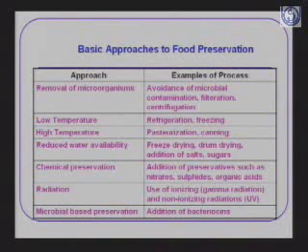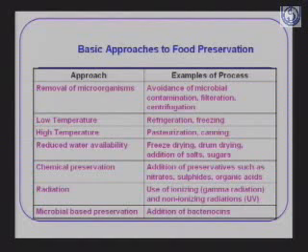Also you can have the approach of reduced water availability, that is you are reducing the water available for microbial growth. For this you can use either different solutes like salts, sugars, or you can go for the process of drying, that is freeze drying, drum drying. Then you can also go for chemical preservation. Herein you are using generally recognized as safe chemicals for the preservation of food products against microbial spoilage.